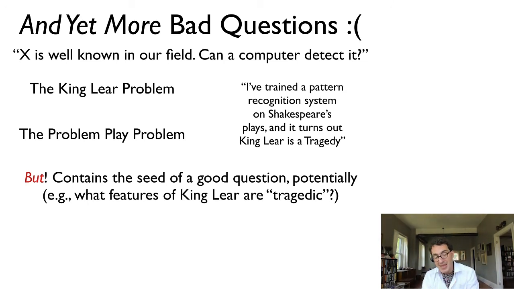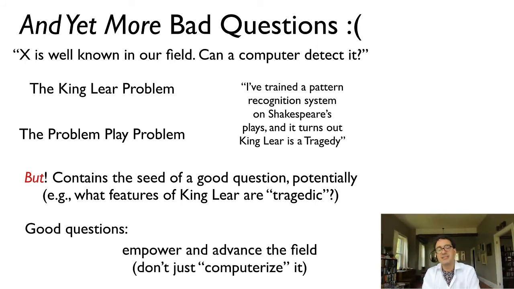But if you're able to take that algorithm and pull it apart in a way, and David and I will give examples of how to do this, to say why the algorithm is making those decisions, what the detection pattern is, sometimes called interpretable machine learning, then you may actually be able to make some progress. You may be able to make a contribution to our understanding, our interpretation, our reflection on, in this example, Shakespearean tragedy. So a shorter way to say this, or a kind of heuristic, is that good questions empower and advance the field. They don't just computerize it.